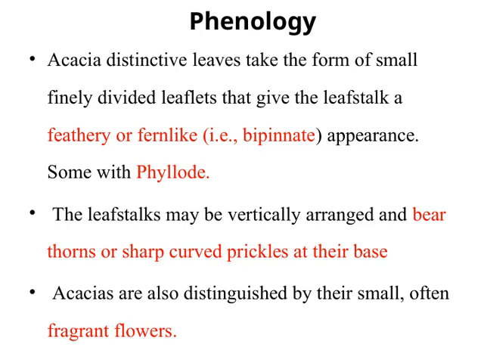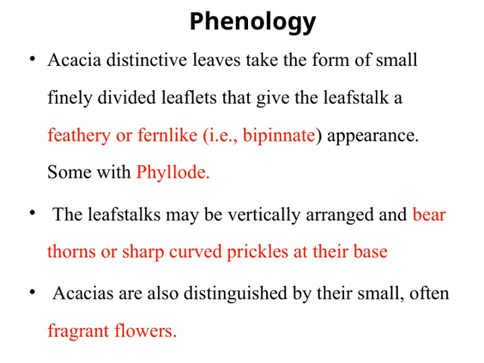Now, let's take a closer look at the distinctive leaves of acacias. These leaves are quite unique because they take the form of small, finely divided leaflets, which give the leaf stalk a feathery or fern-like appearance. Some acacia species even have phyllodes, which are modified leaf stems that look like leaves but serve different functions. You'll also notice that the leaf stalks are often arranged vertically and can bear thorns or sharp, curved prickles at their base. These features are part of what makes acacias so recognizable and well-adapted to their environments.